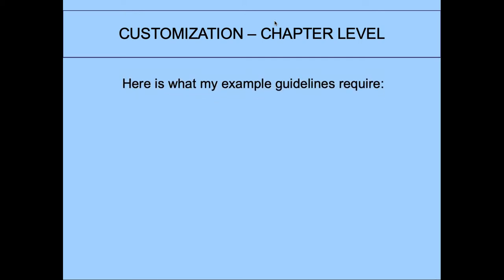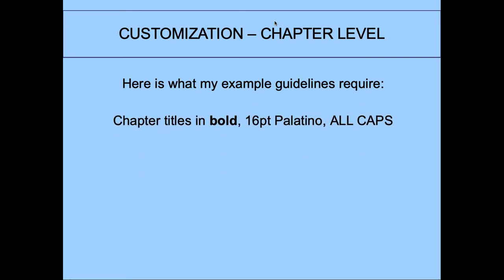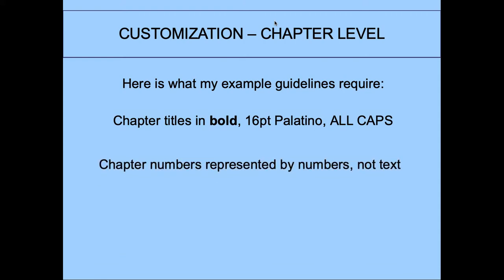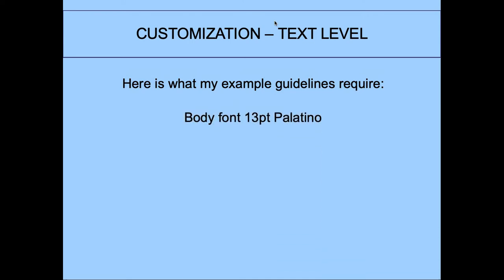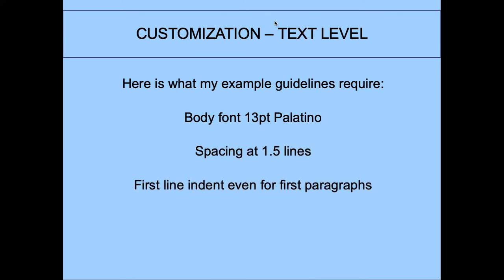So here is what my example guidelines require for chapter level formatting. Chapter titles must be bold, 16-point, Palatino, and all caps. Chapter numbers are to be represented by numbers, not text, and there will be no section titles. At the text level, my guidelines require the body font to be 13-point Palatino, spacing at 1.5 lines. The first line should be indented, even first paragraphs, and all text documents should be separated by a tilde.